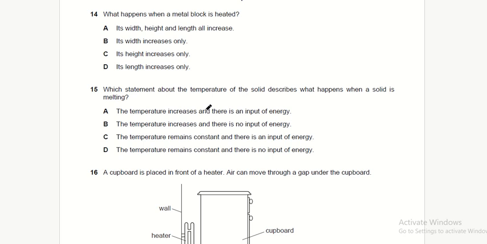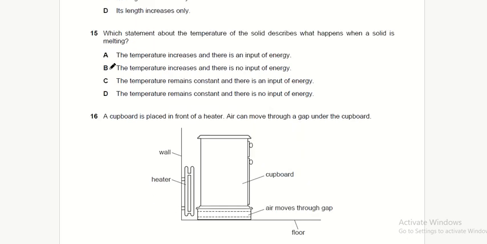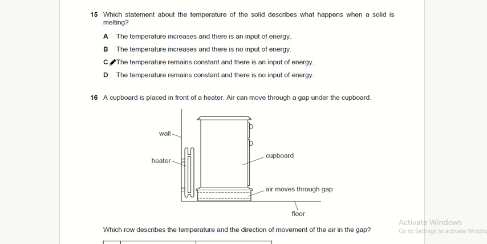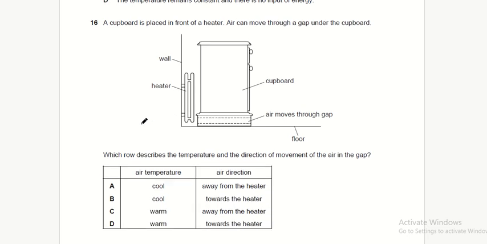As a block is heated, the dimensions, length and height, increase, so volume increases. As a solid is melting, temperature doesn't increase, it remains constant, but there is an input of energy that is used in overcoming the bonds between the particles.